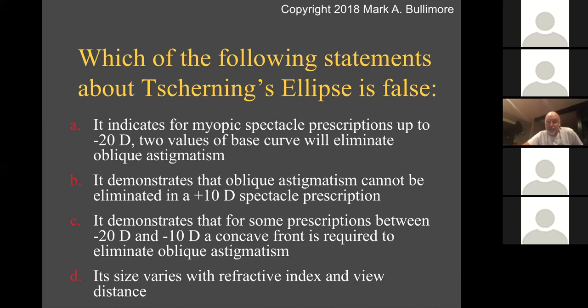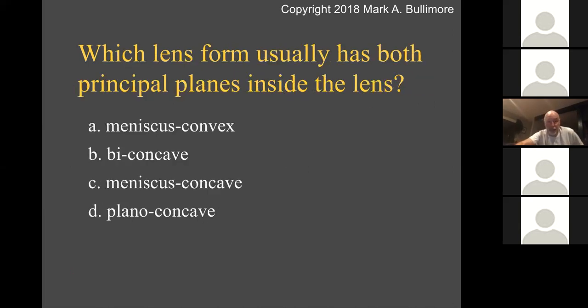That's the false answer. If you remember Tscherning's ellipse, the base curve is always positive. It may get very, very flat, but it's always positive. And the final possibility, remember that the size does vary. So with viewing distance, Tscherning's ellipses will vary, and with the refractive index, it will vary. So the thing that's false is C. And remember, one of the other features of Tscherning's ellipse is that there's no solution for high plus prescriptions. That's why we have to move on to aspherics. That's why even your low hyperopes may benefit from a customized or digital lens.